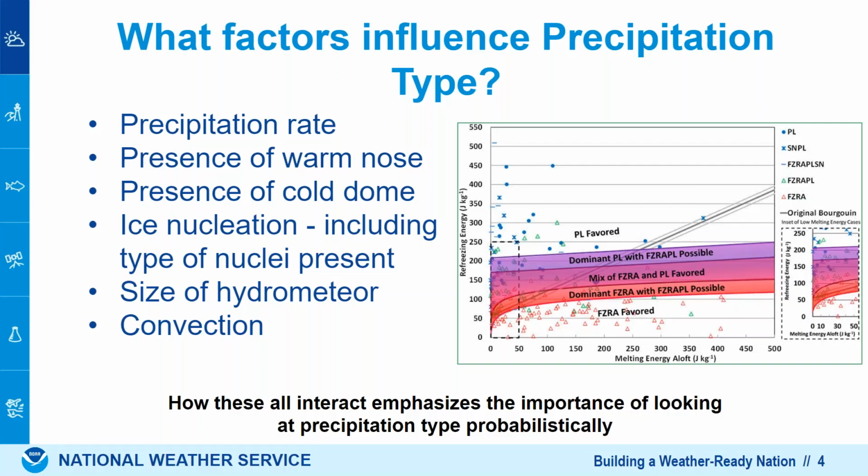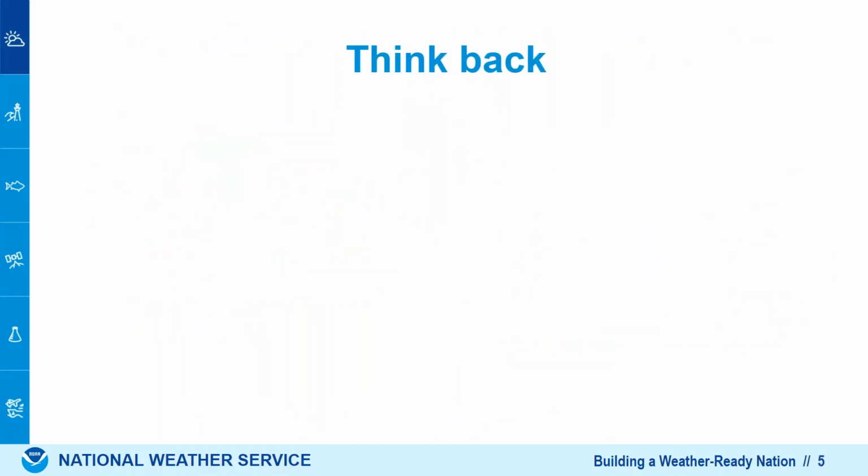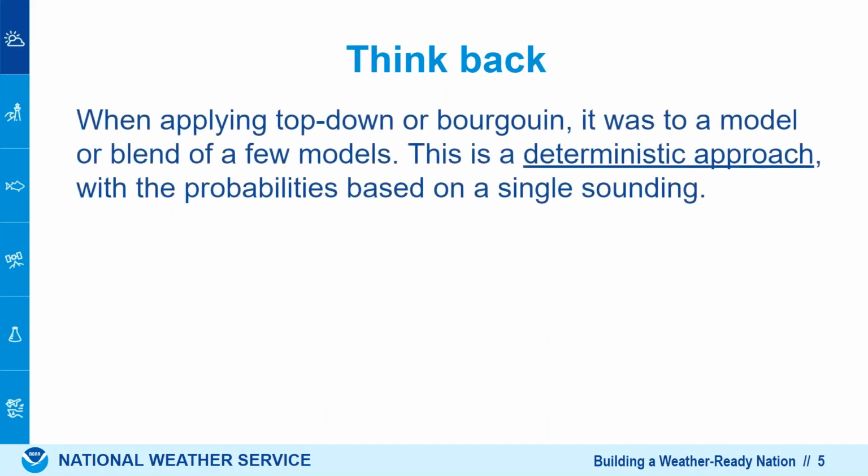To recall from the Forecast Builder training, there's an item in there talking about the Bourgouin technique and a nice chart to describe where different types are favored or not favored. And you can see there's a specific zone in there where you could have a whole mix of various different types. And again, that points to some of the sensitivity here to the environment. So I do want to do a little think back here.